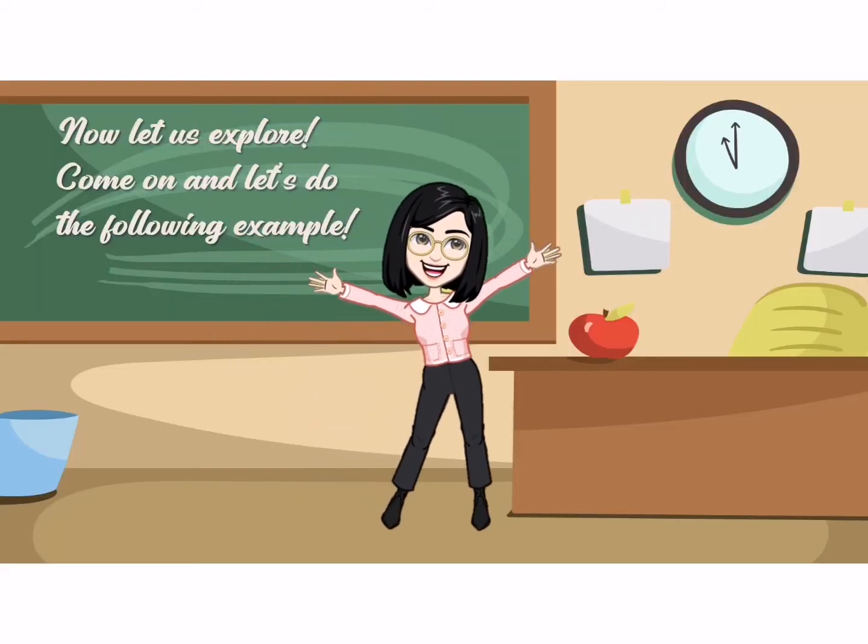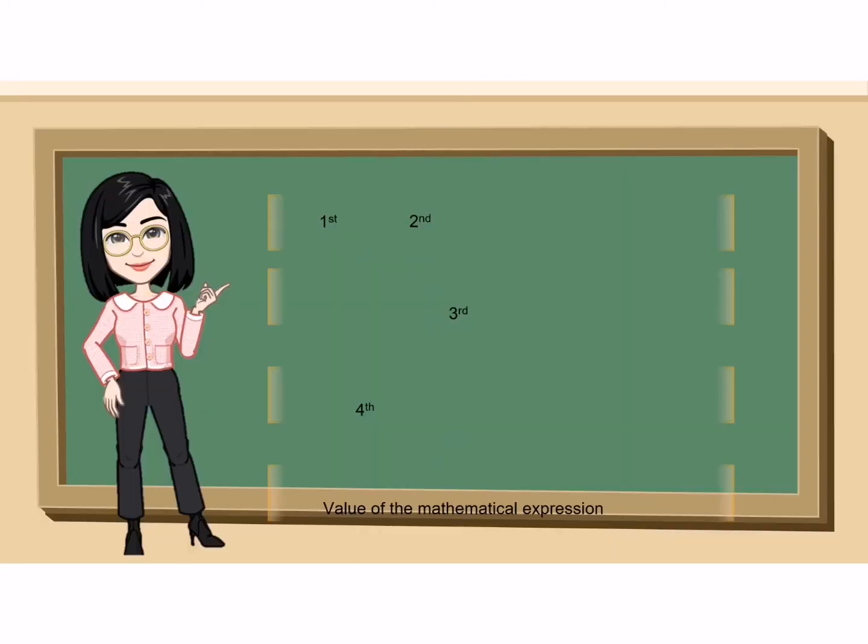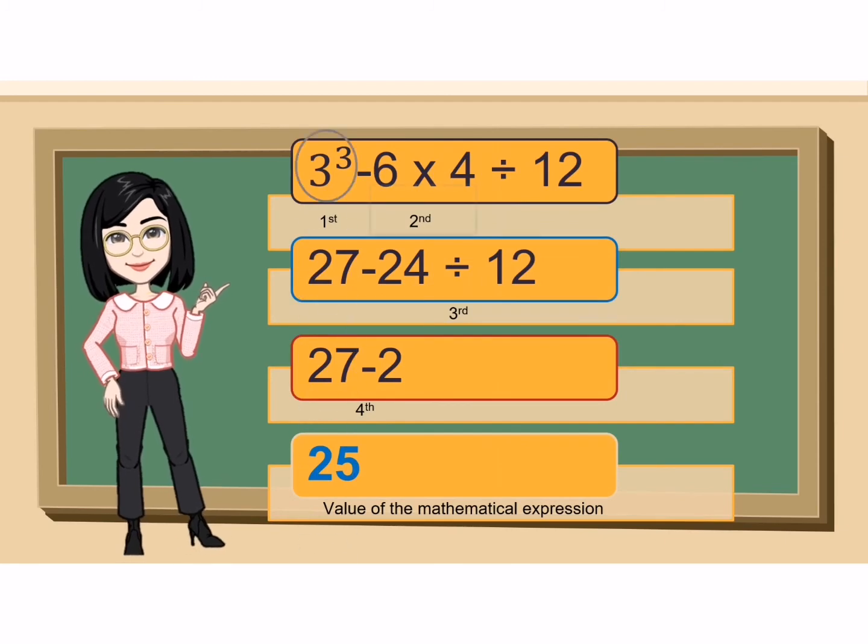Since we are done, let's have a quick check if you really understood our math class today. Now let us explore. Come on and let's do the following example. Let us solve the mathematical problem here. So, we have 3 to the third power minus 6 times 4 divided by 12.